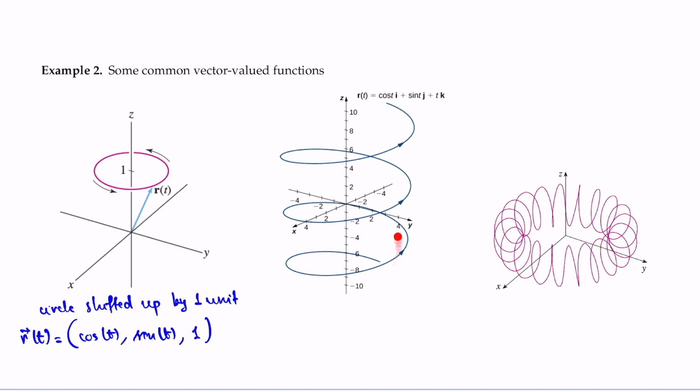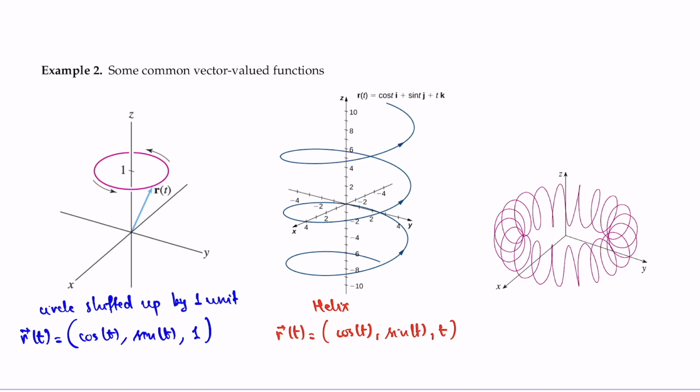Similarly, for the case of the helix, the vector-valued function is of the form cosine of t, sine of t, comma t. In this case, the z component is t. The first two components again represent a circle. That means when you project this helix onto the xy plane, you're going to see a circle.